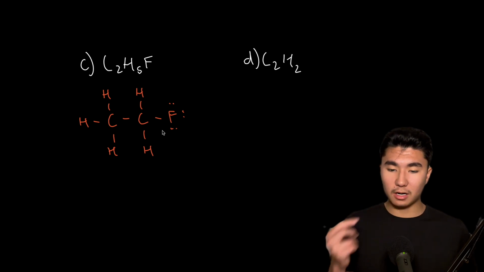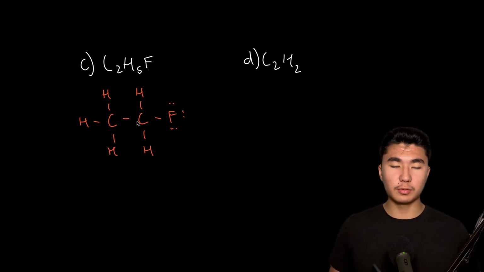So you could automatically, like I did, just write those straight lines because subconsciously I knew that there would be electrons there and a bond there.